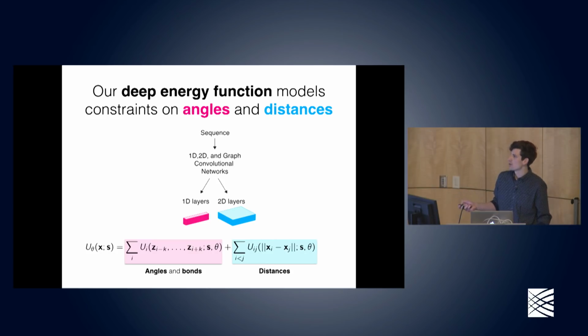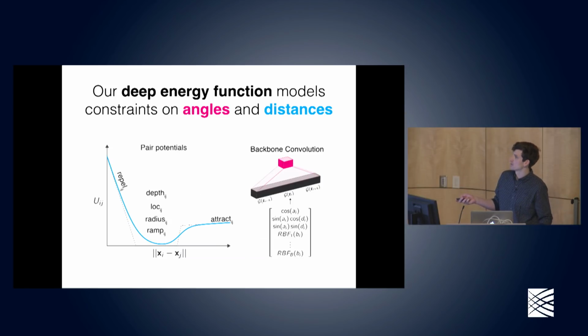One is 1D, so along the chain, and the other is 2D in the sense that it tells us about relationships between positions in the protein. And then each of these 1D and 2D pieces of information can now parameterize 1D and 2D restraints. So 1D restraints being angles and bonds, and 2D restraints being distance restraints. So let's look at what those terms look like.